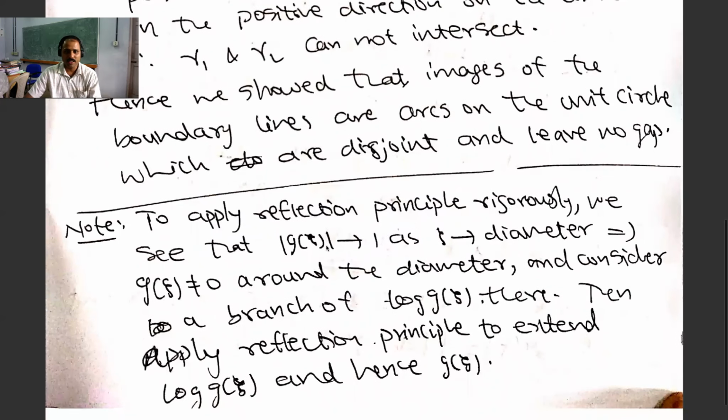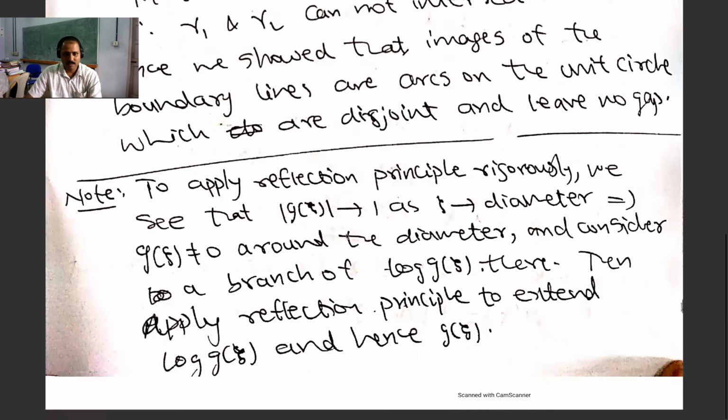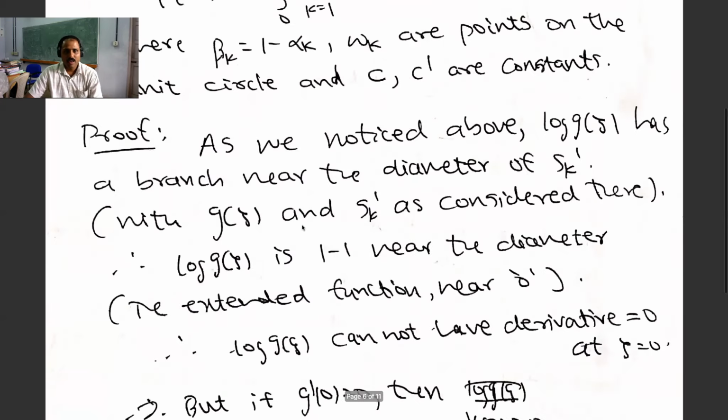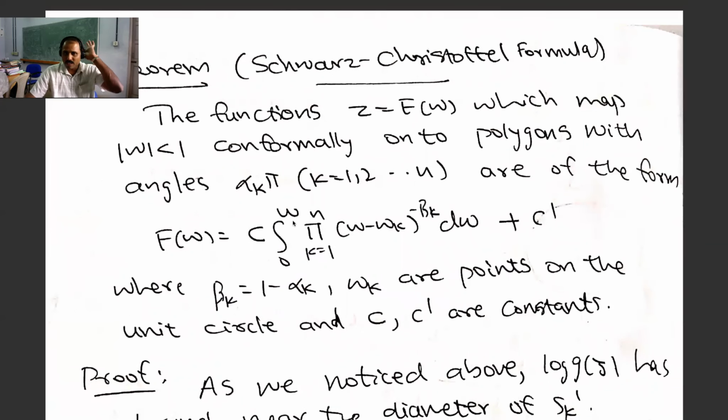Now, one particular thing to apply the reflection principle rigorously, which I mentioned just now: we use that |G(z)| tends to 1 as z tends to the diameter. That implies that G(z) is not equal to 0. So you can define a branch of log G(z) and apply the reflection principle to make it rigorous. Now, with these preliminaries, we can extend the Riemann map to the whole boundary, provided the boundary is a polygon.